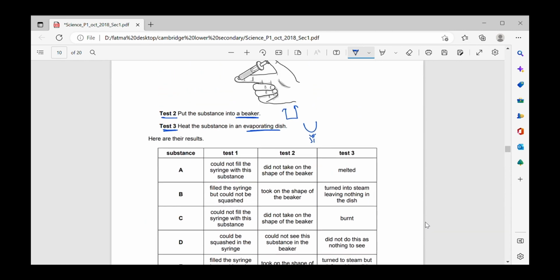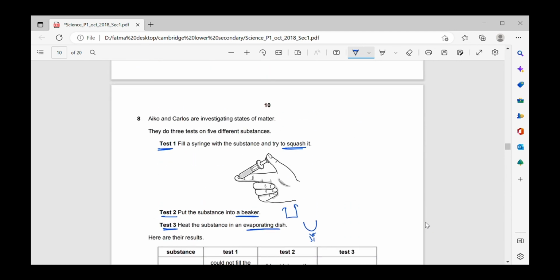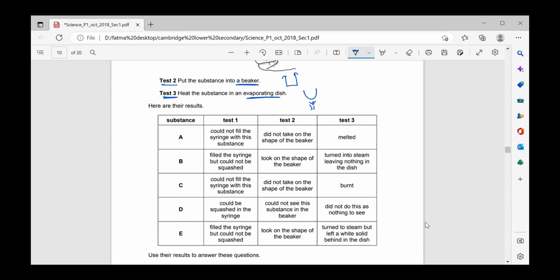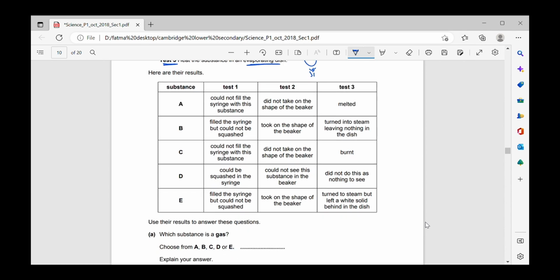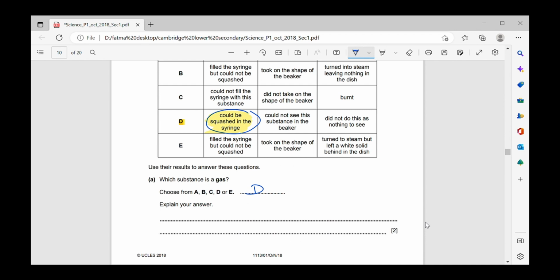First, regarding the squash. Test 1, fill a syringe with a substance and try to squash it. Which substance here could be squashed? Could be squashed, this means it's a gas. Let's check test 1. Could be squashed in a syringe, this means it's a gas. So this is the gas. Gas is D. Why is D a gas? The answer is it could be squashed in the syringe.